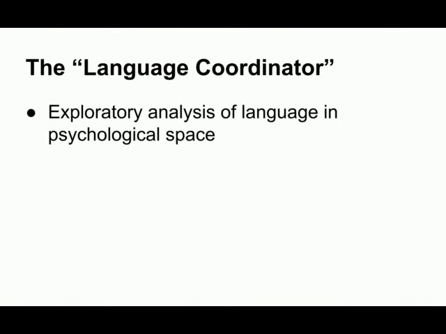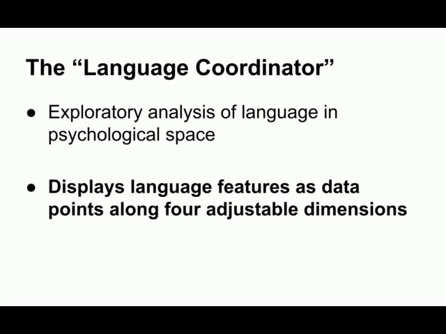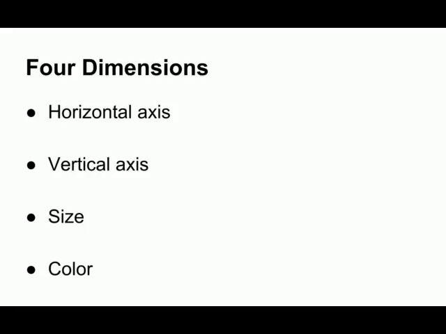The Language Coordinator facilitates exploratory analysis of language in psychological space by displaying language features, such as words or lexica, as data points along 4 adjustable dimensions: the horizontal axis, the vertical axis, size, and color. These dimensions can be populated by a wide variety of variables, including age, gender, and personality traits, and coordinates along these dimensions represent the degree of correlation with the language features.